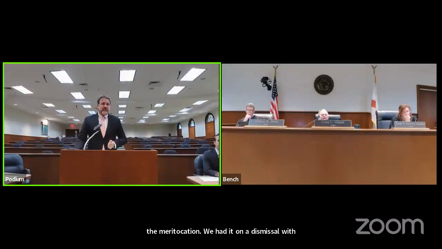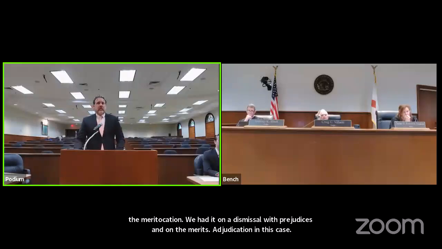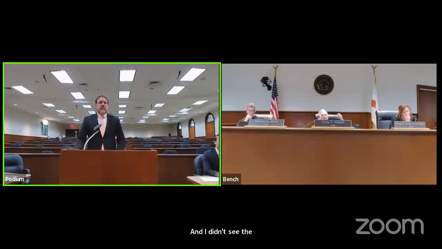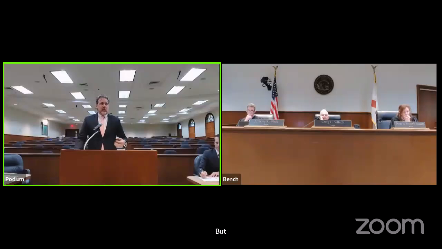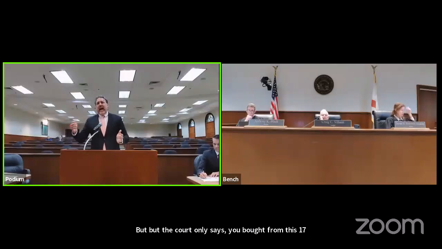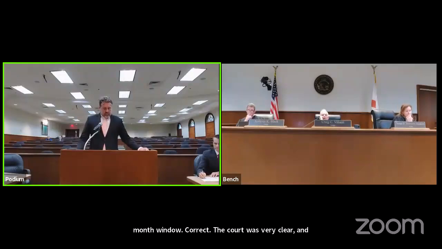The failure to make all subsequent payments was alleged in the original complaint that was dismissed with prejudice also. Yes. But the court only said you're barred from this 17-month window. Correct. The court was very clear in its summary judgment order. I think they even said, more concerning are the payments that happened after that. But the court had previously given.